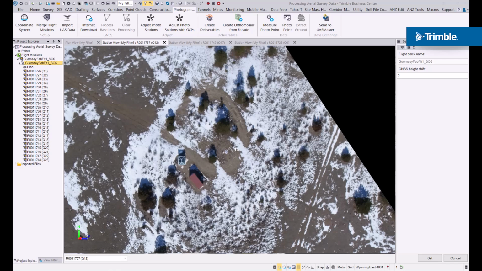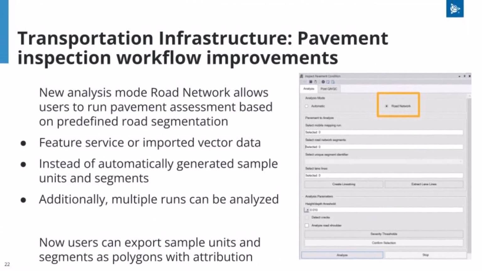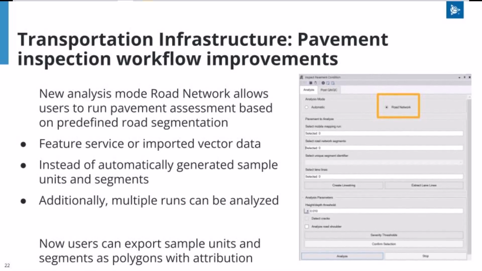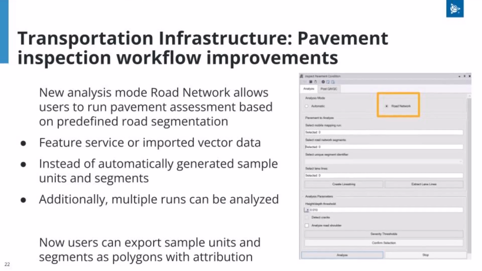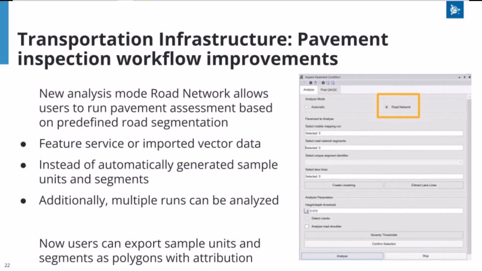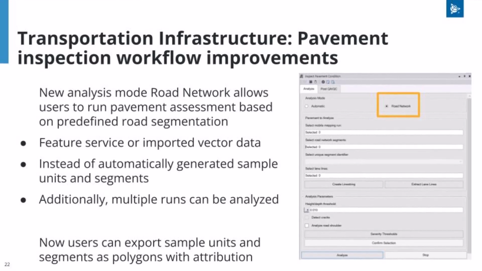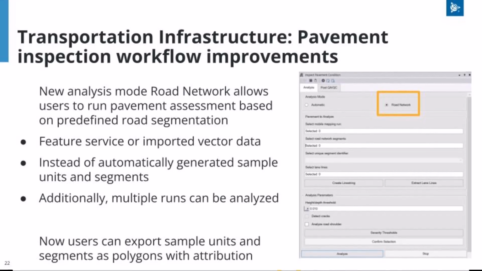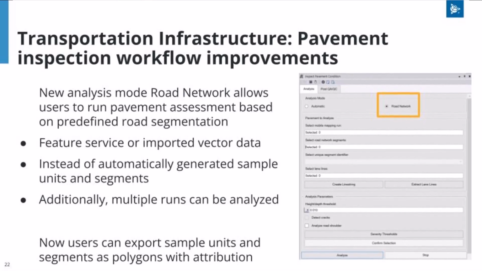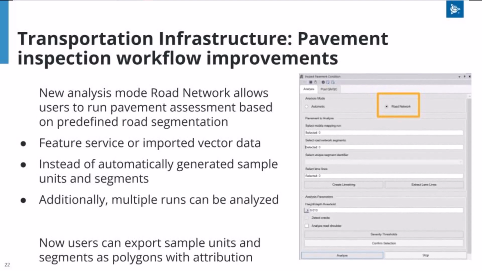Pavement inspection workflow improvement we've also done is the new analysis mode for road network, which allows the user to run pavement assessment based on predefined road segments. So you will now be able to use a feature service or import vector data instead of automatically generating sample units and segments. Additionally, multiple runs can be analyzed. Now the user can export sample units and segments as polygons with attributes. So there we have the new enhancement for the road network.